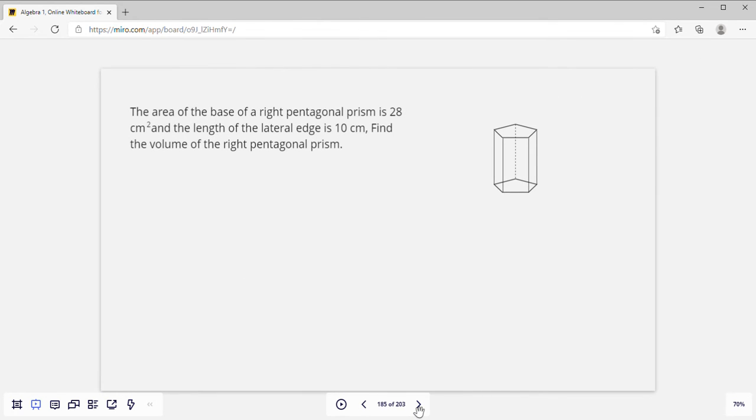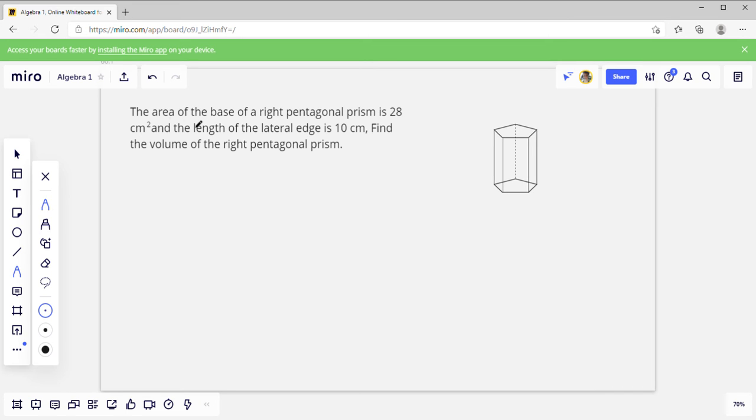All right, so this one's an actual example problem. The area of the base of the right pentagonal prism is 28 centimeters squared, and the length of the lateral surface edge is 10 centimeters. Find the volume. So that means the area of this whole base right here, they've already figured out the area for us, and that is 28 centimeters. And we need area of the base times the height.